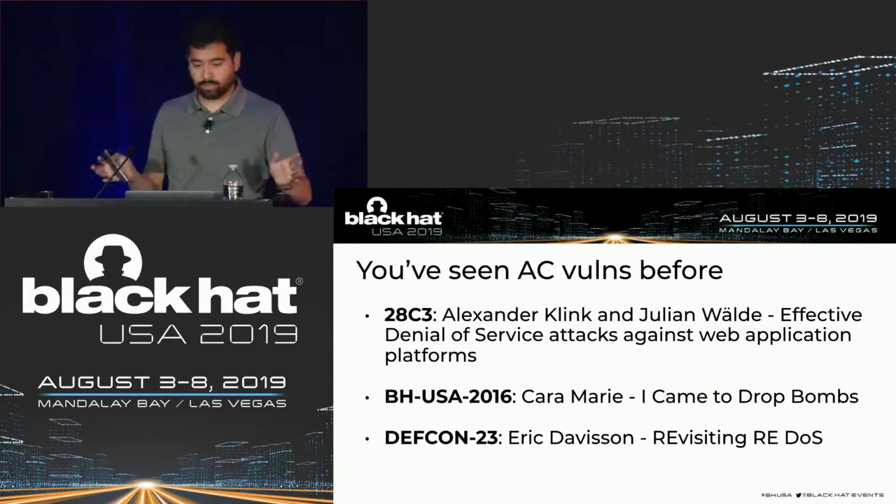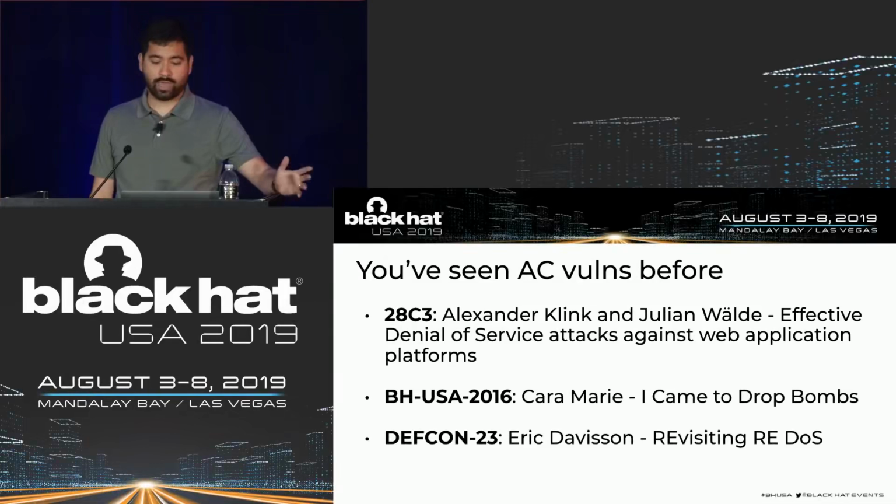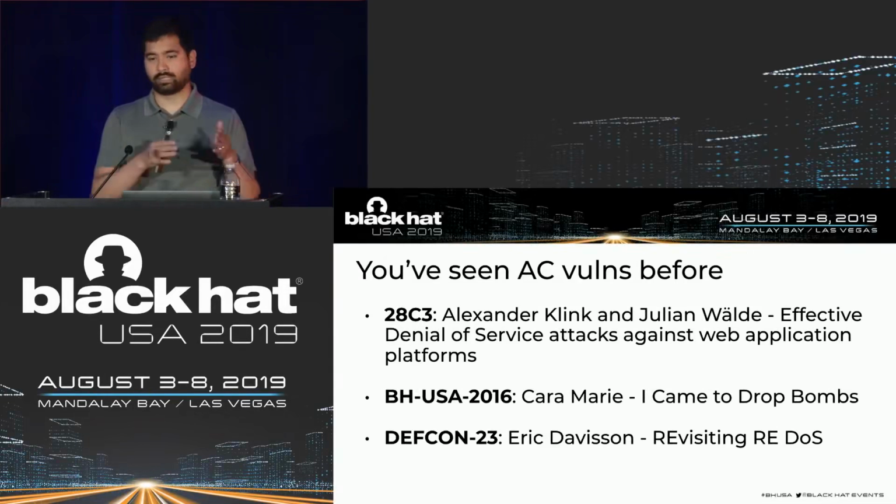This isn't something new. Again, this has been around for a long time. I just want to highlight some talks in recent years that you maybe have seen that highlight algorithmic complexity vulnerabilities. So in 2011, Klink and Velda discovered that a bunch of hash table implementations were using linked lists to resolve hash collisions. This is a bad idea because it's really easy to create hash collisions.